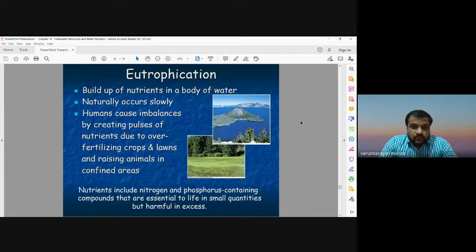So eutrophication is a best way to replenish the water with the nutrients. That nutrients may include the nitrogen and phosphorus, that may contain different components of the phosphorus that are very much essential for the life in small quantities, but may be harmful in case of excess use of that nutrients. Okay, this is another solution for improving the water quality. We can artificially mix some nutrients in the water, so the water quality will be improved in that area.